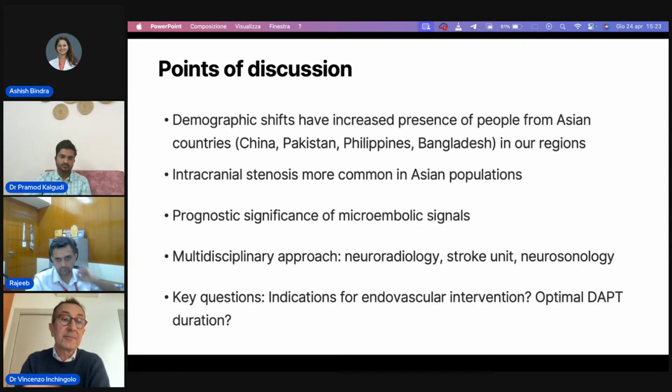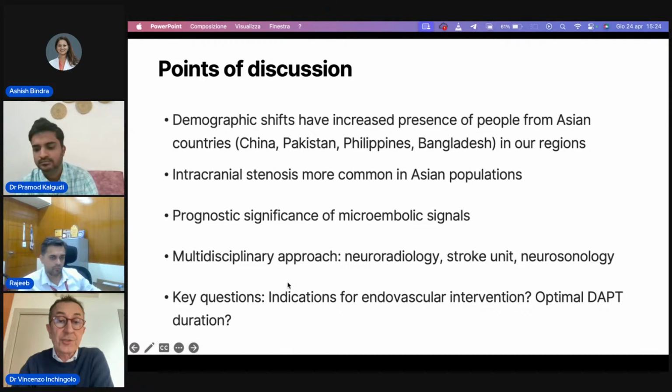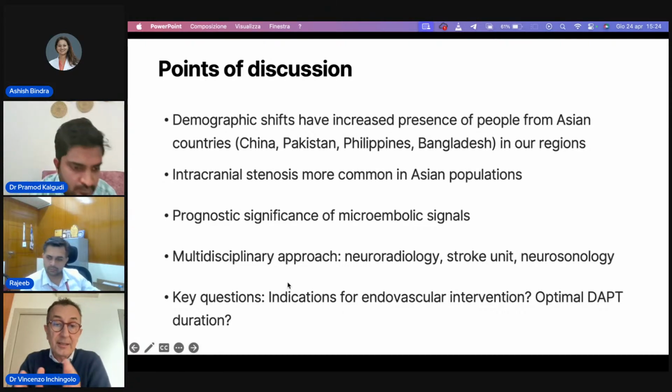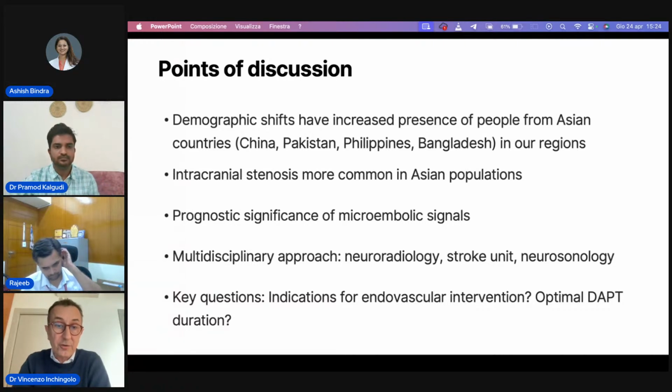These are, in my mind, some points of discussion. Demographic shifts have increased in our regions the presence of people from Asian countries, and intracranial stenosis is more common in Asian populations. Also relevant is the prognostic significance of microembolic signals, and a multidisciplinary approach is essential: neuroradiology, stroke unit, neurosonology. And there are also key questions like indication for endovascular interventions and optimal dual antiplatelet therapy duration.